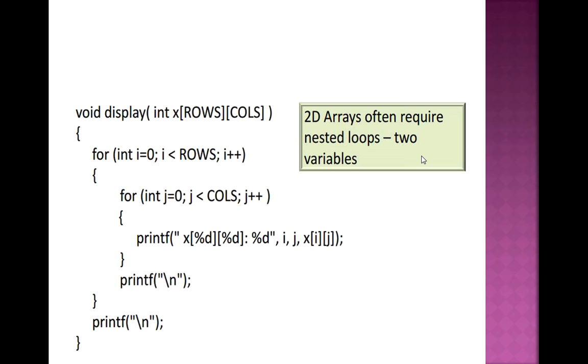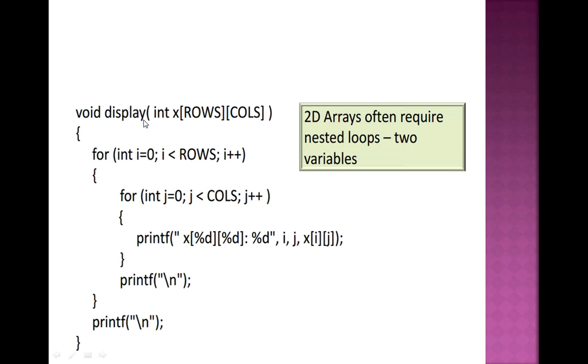So whenever we use a for within a for, that is your nested loop. So 2D arrays often require nested loops with two variables. Two variables means there are more than one variable, that is i and j. So we are using the nested loop using two variables, i and j. Then let's discuss the example.